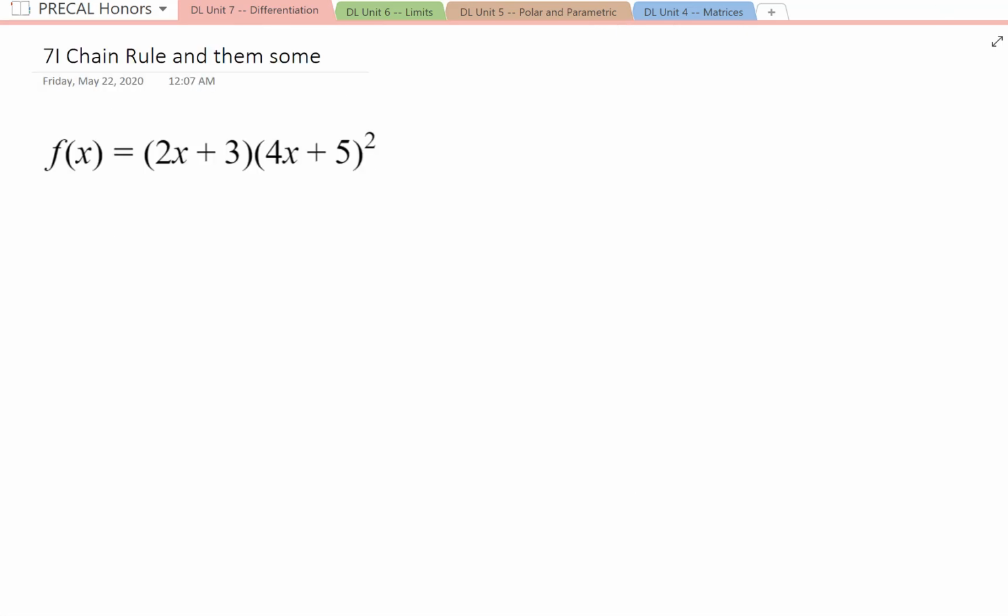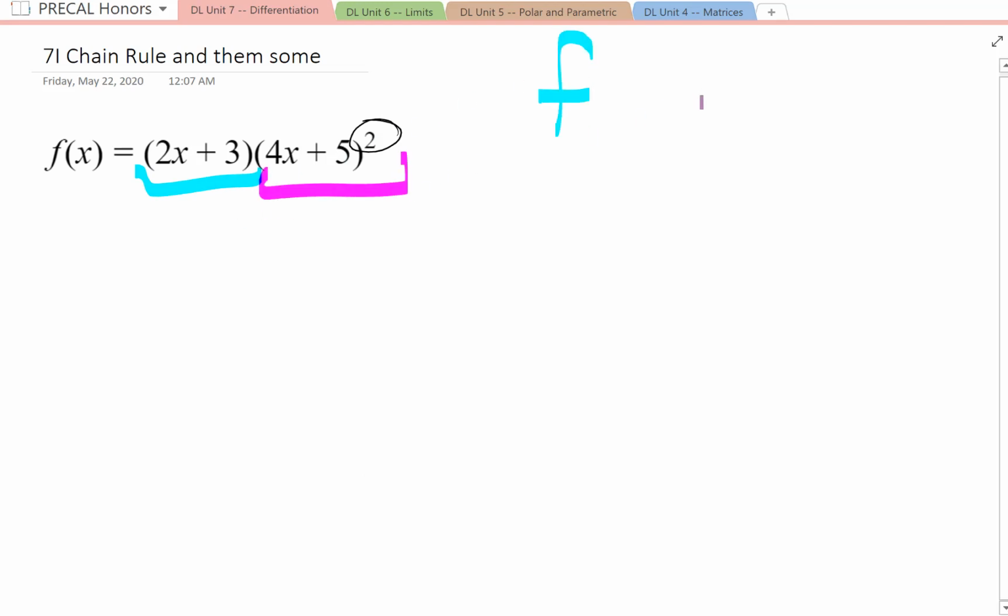Okay, product rule and chain rule because of this little 2. So we have F and G. FDG plus GDF. FDG plus GDF.